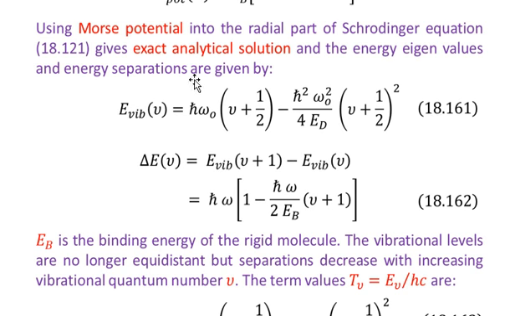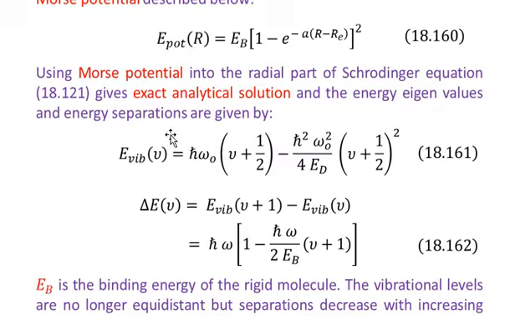And the energy eigenvalues and the energy separations are given by: so this is the energy eigenvalue. That is E vibrational as a function of vibrational quantum number V is equal to h bar omega naught multiplied by V plus half, and then the second term is minus h bar square omega naught square over 4 ED, multiplied by the square of V plus half, where delta E, that is the separation between two consecutive vibrational levels, is given by E vib at V plus 1 minus E vib at V.